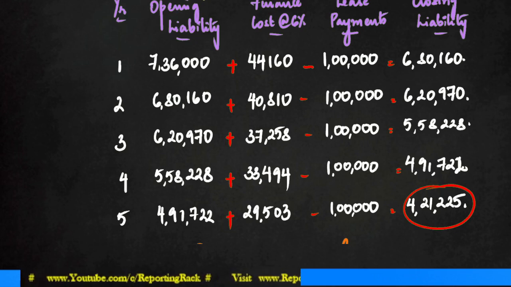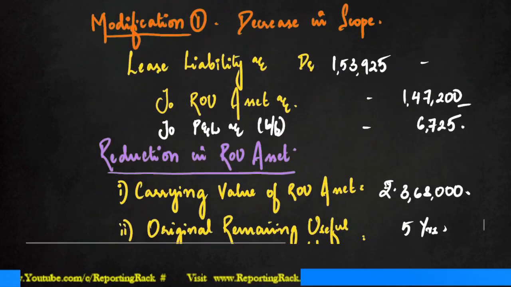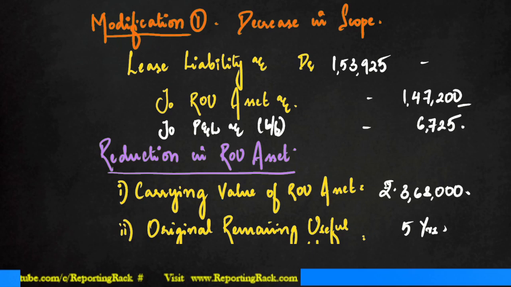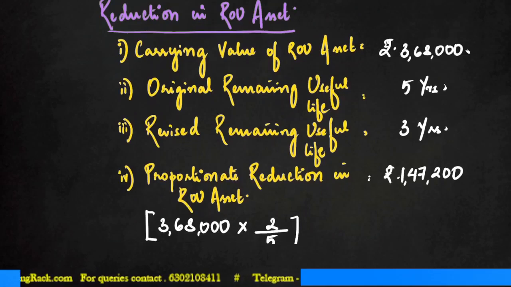One modification is with respect to decrease in the scope, where you reduce the lease term from the total 10 years to 8 years. So furthermore, the lease term is only 3 more years. Because of that, I have to reduce the ROU asset proportionately and also determine the reduction in the value of lease liability. Look at the reduction or proportionate decline in the value of ROU asset.